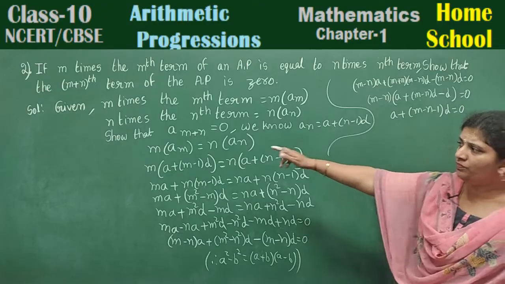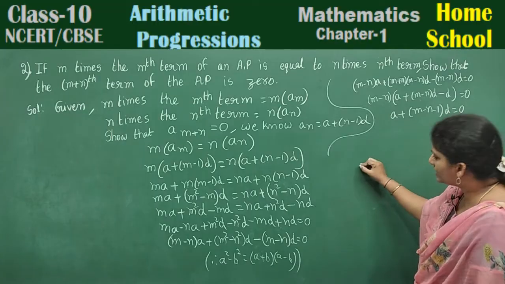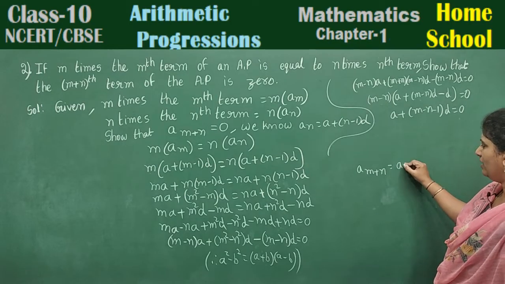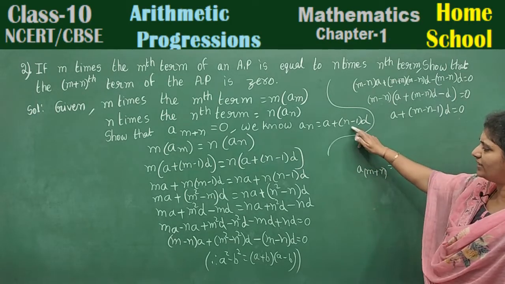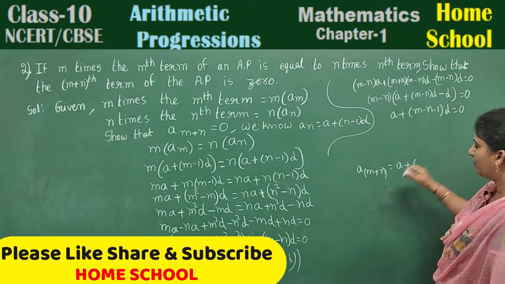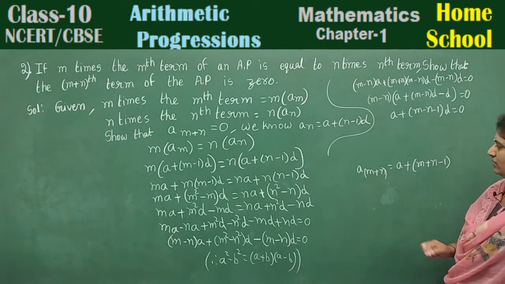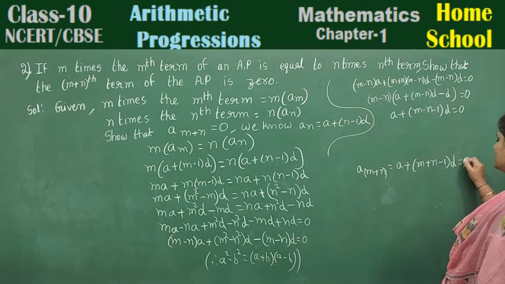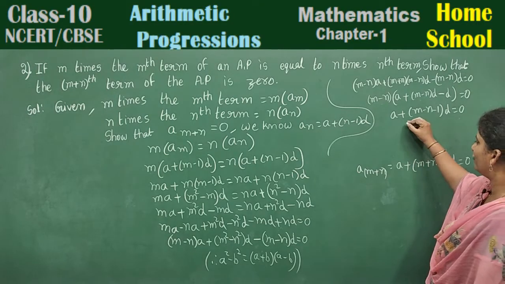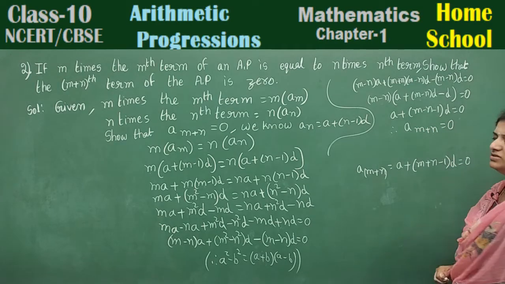But what we need to prove? Show that the (m plus n)th term is 0. Okay, what is a(m plus n), children? Look here. Let us apply the formula. A plus, wherever you have n, you substitute m plus n. An is equal to a plus (n minus 1), right? But whereas your n value is m plus n, so a plus (m plus n minus 1) into d. This equal to 0, you need to prove. Observe here, the same thing we have proved, right? Therefore, I write it as, therefore, the (m plus n)th term is equal to 0.